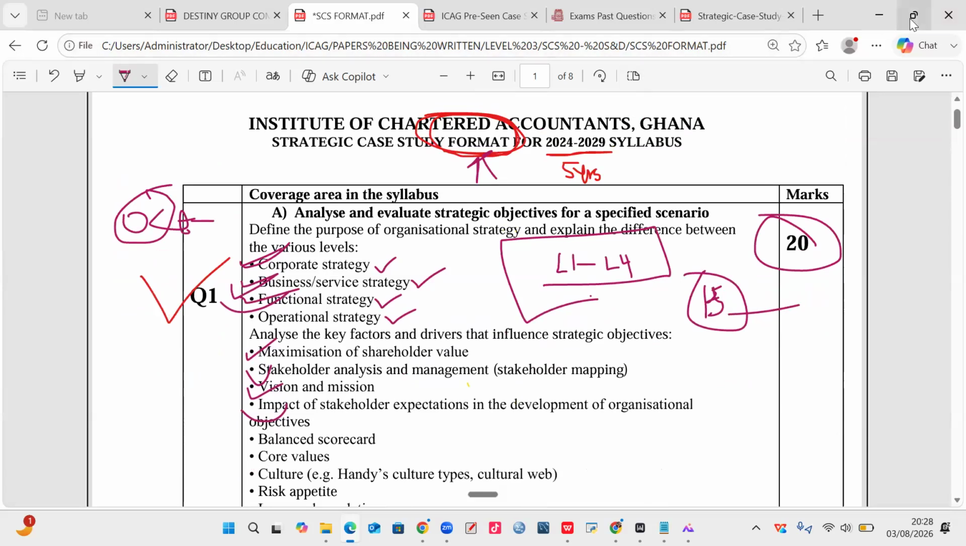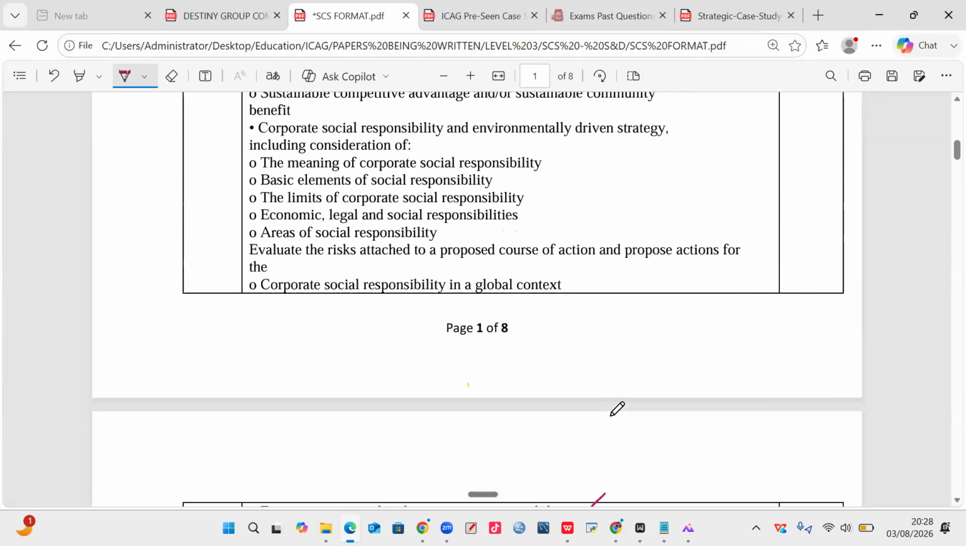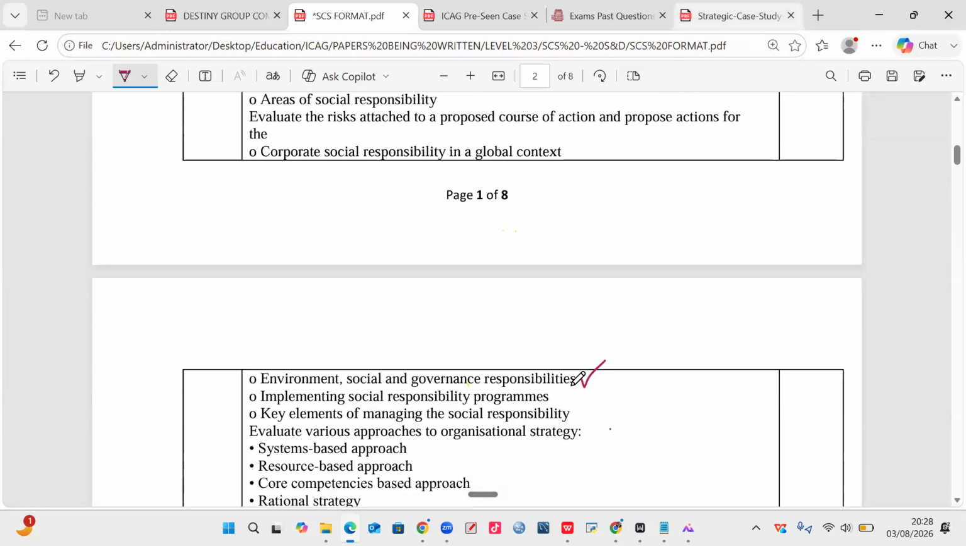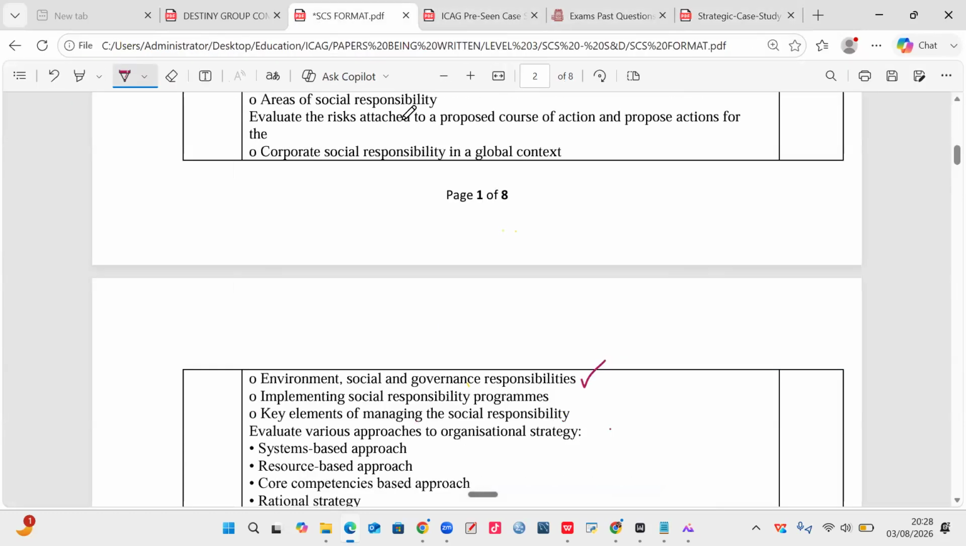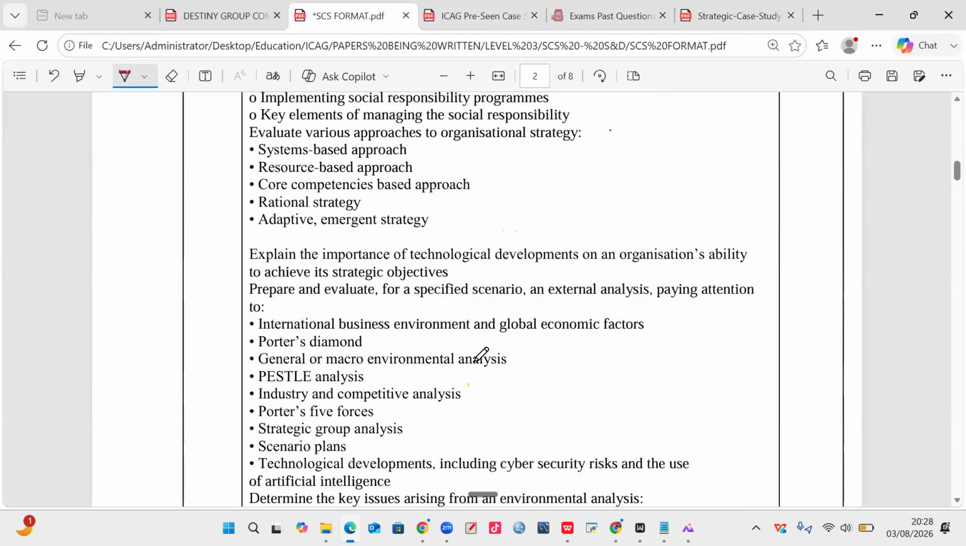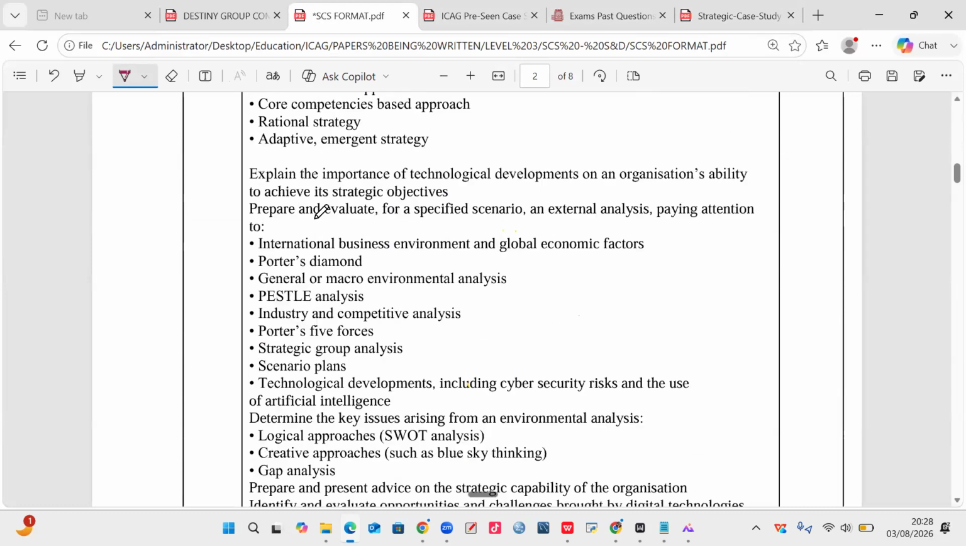Like I'm trying to give an example here. The question we looked at, that's a March 2026 paper. They said ESG. That was the first question. ESG is here. Now let's look at the next question. The next question says two methods of benchmarking in performance management. Benchmarking methods could also be somewhere else. It will be in there. Okay, benchmarking will be in there.